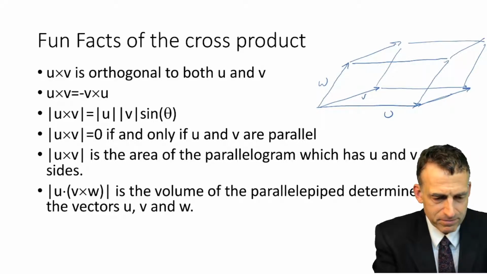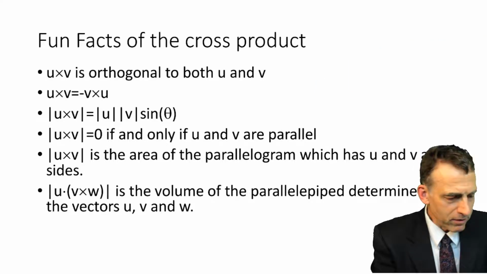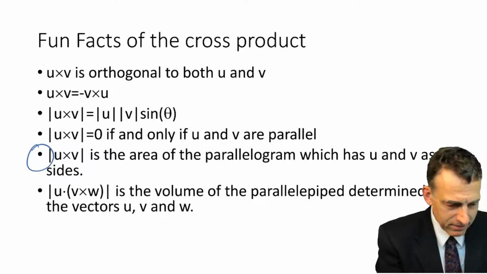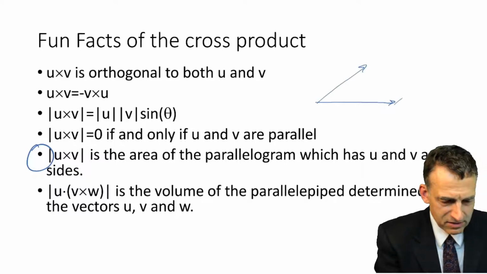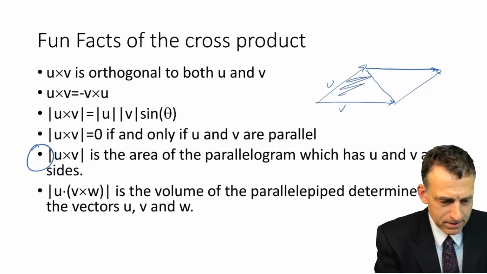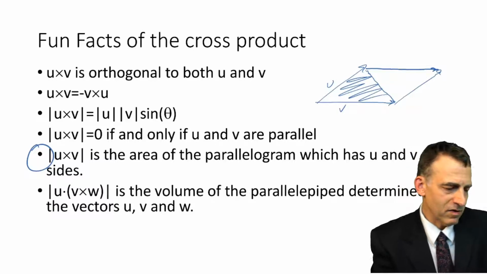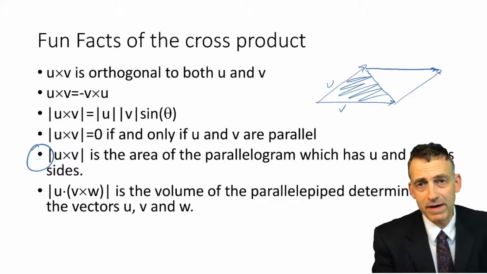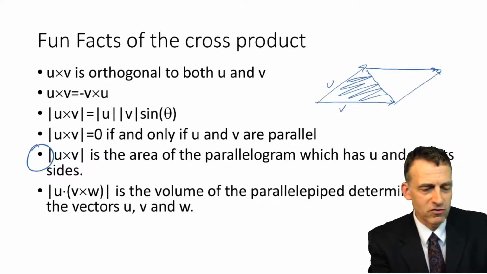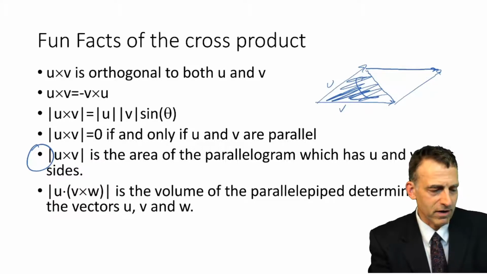So if you have three vectors, the volume of that parallelepiped is the triple product of the vectors. By the way, let me go back to this really quick. Since the magnitude of the cross product is the area of this parallelogram, here's u and v. If you want the area of this triangle, it's half of the area of the parallelogram. So take the magnitude of the cross product and divide by 2, and you'll get the area of this triangle.